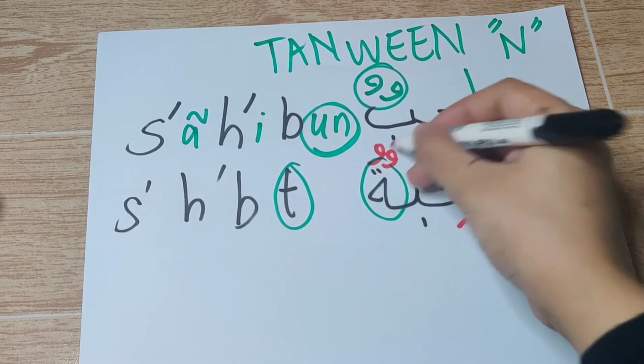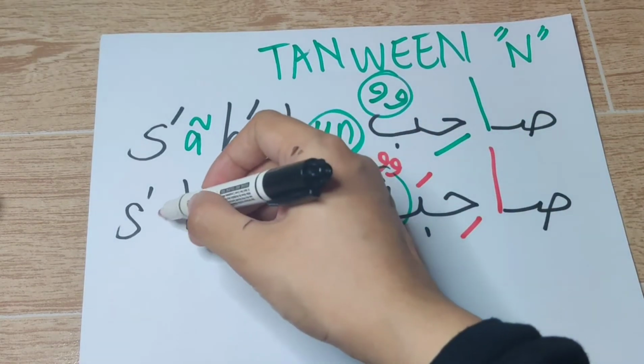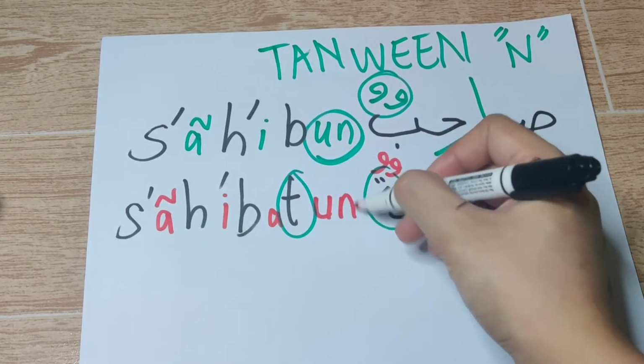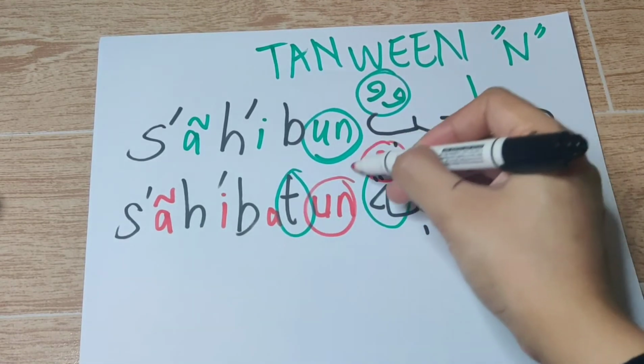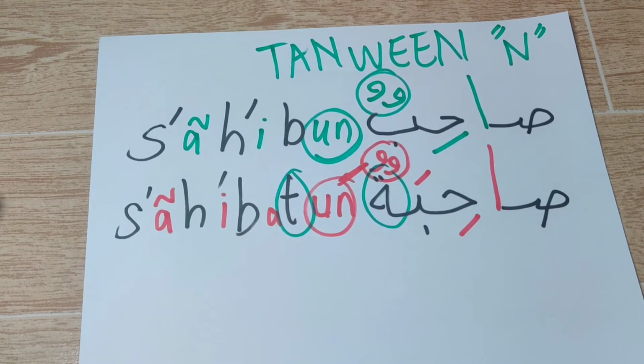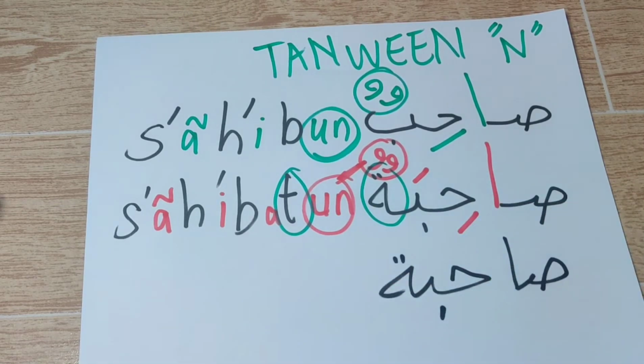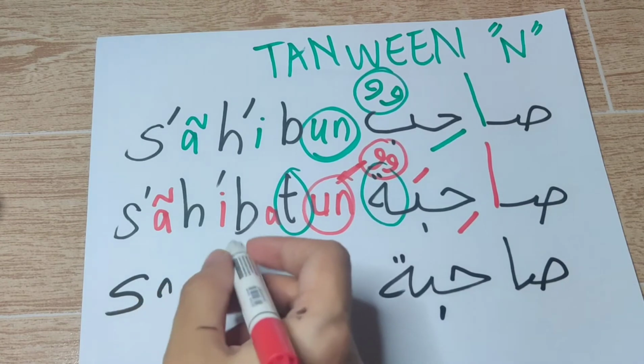And now the female of sahibun, which is friend, is sahibatun, which is a female friend. If you can see, I put all the vowels in the red marker. Sad with mad bil alif is sa, ha with kasra is hi, ba with fatha is ba, and then ta marbuta with tanween dham is tun.